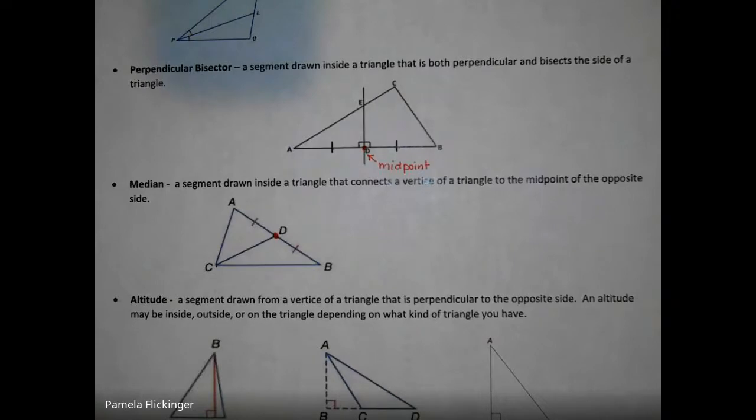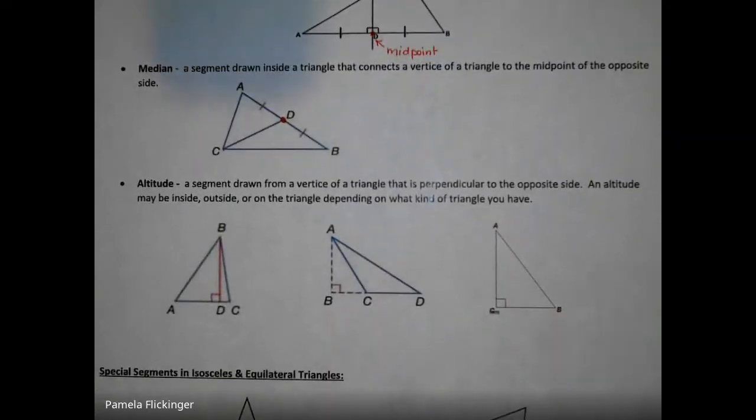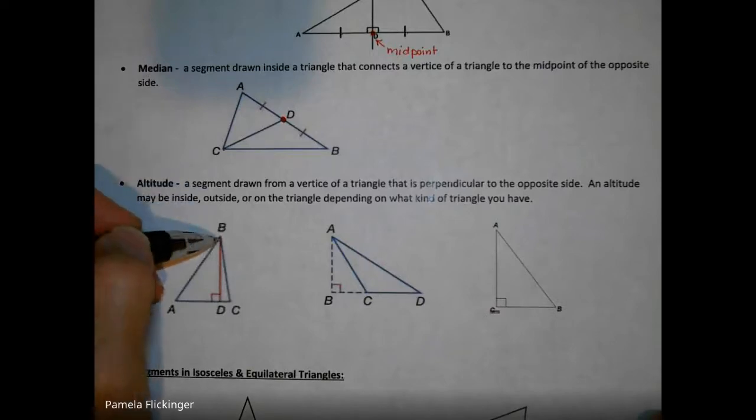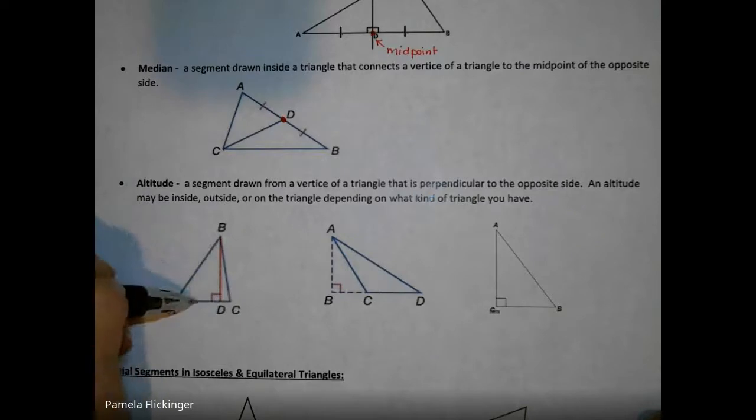And the fourth one is the altitude. We use the altitude when we are finding area of our triangles. The altitude is a segment drawn from a vertex that will be perpendicular to the opposite side. So you're going to see the box. It's going to go from a vertex straight down to make the right angle. Now, an altitude, depending on what type of triangle, can be inside, as it's showing here.